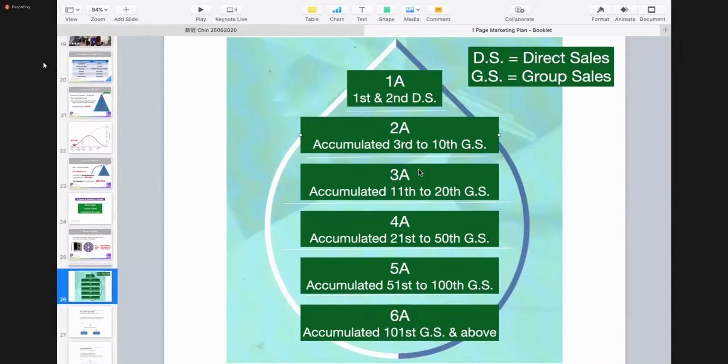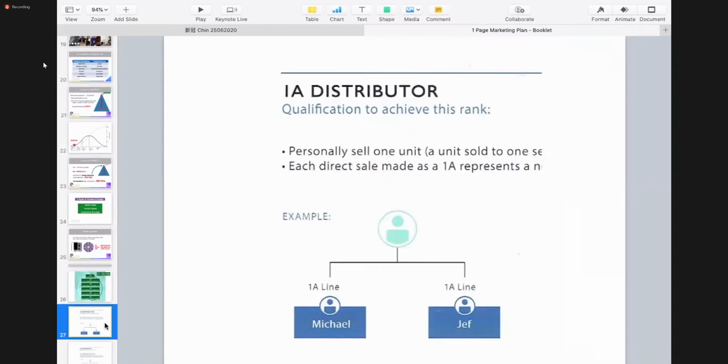Now, for those people who are already a 6A, you work your butts off, you're already 6A. Now you can start to earn 6 points per machine. So in other words, you actually have a 6 times income jump. Okay, right. So here's the example.